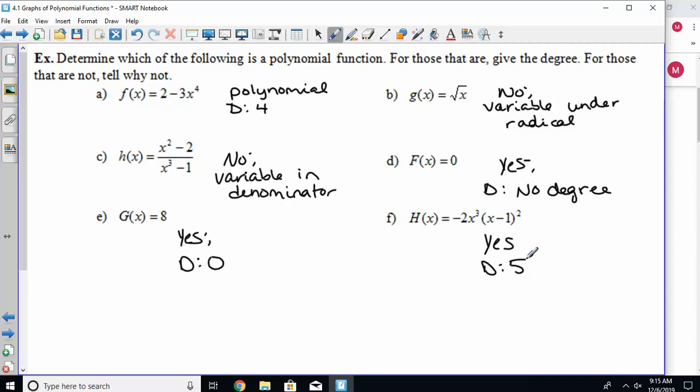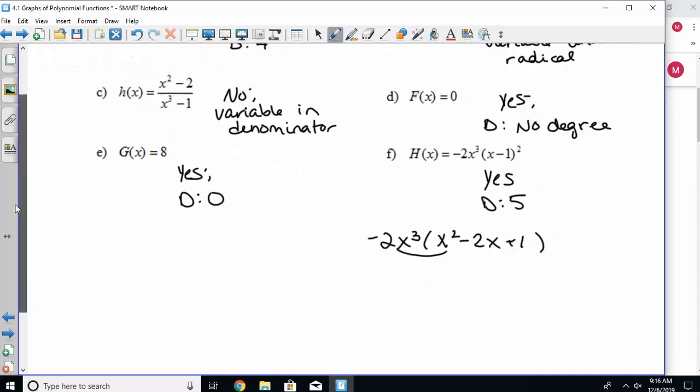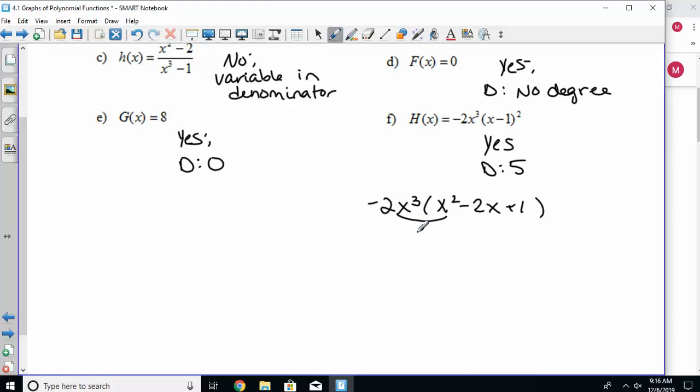So you would add those? Yes, because if we actually went through and multiplied this, you would have negative 2x cubed. If you squared that, you'd write it twice in FOIL. And then when you went to distribute, since the x is written each time, you would add those exponents. All right. Questions there?